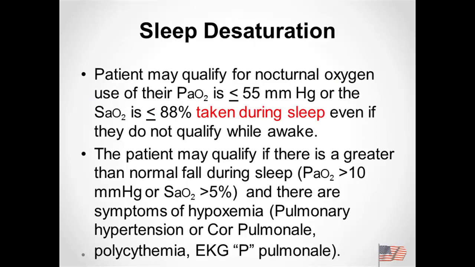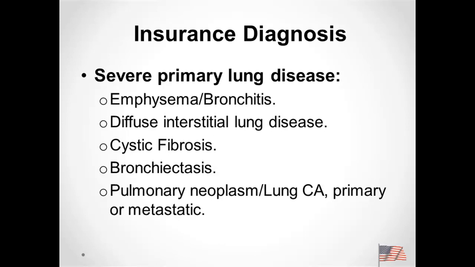We can also justify it at night if they have those values of 55 or 88% during sleep, even if they don't qualify while they're awake. And the last bullet point just kind of reiterates what it said previously. Some of the diseases that are more common to utilize oxygen at home, things like COPD, things like interstitial lung diseases, things like cystic fibrosis and bronchiectasis.